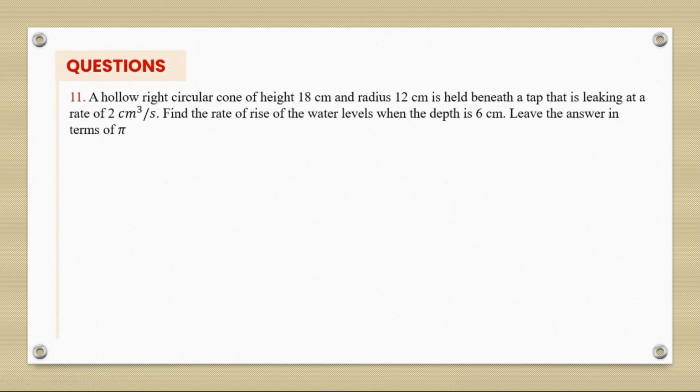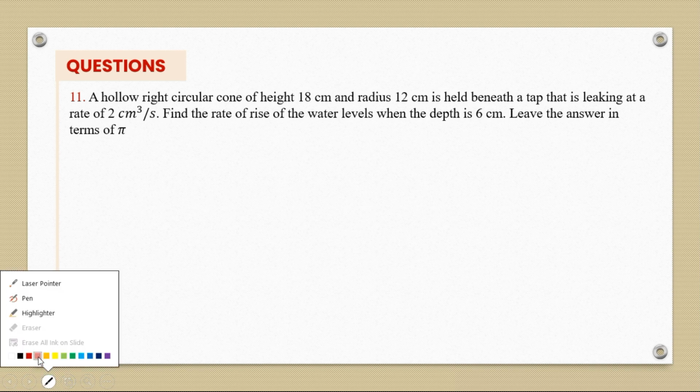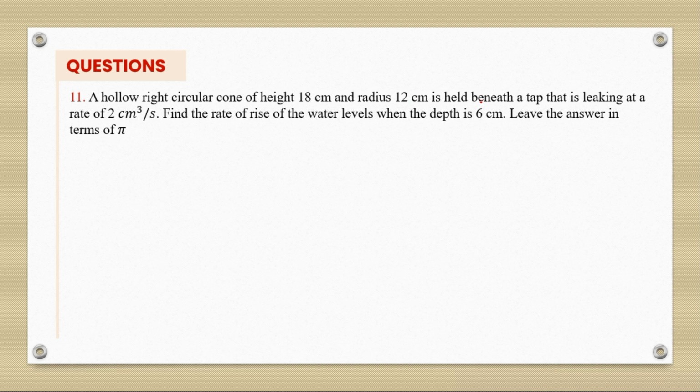Alright, so next one, question 11. I'm being told that a hollow right circular cone of height 18 centimeters and radius 12 centimeters is held beneath a tap that is leaking at a rate of 2 cubic centimeters per second. So that's the rate of volume. And then we're being told to find the rate of rise of the water level when the depth is 6 centimeters.